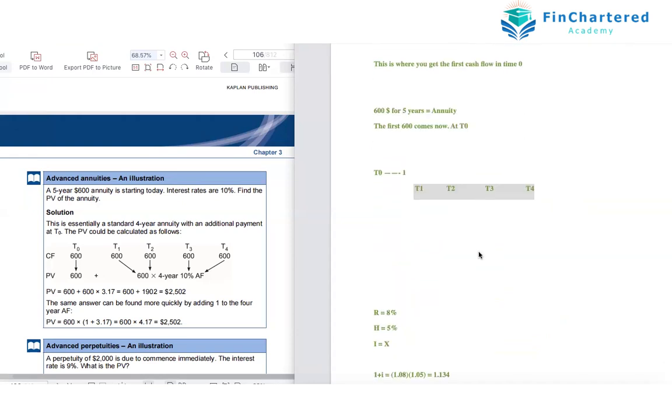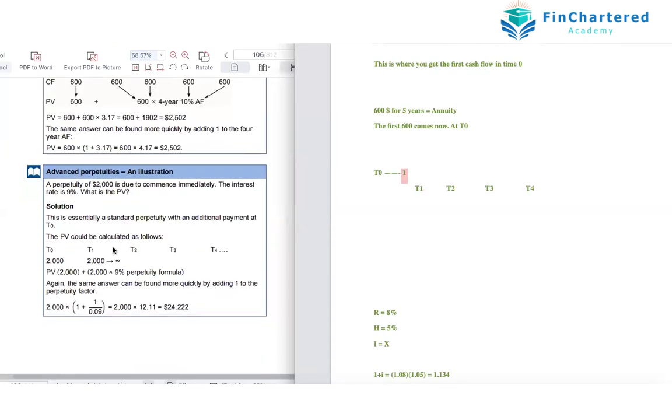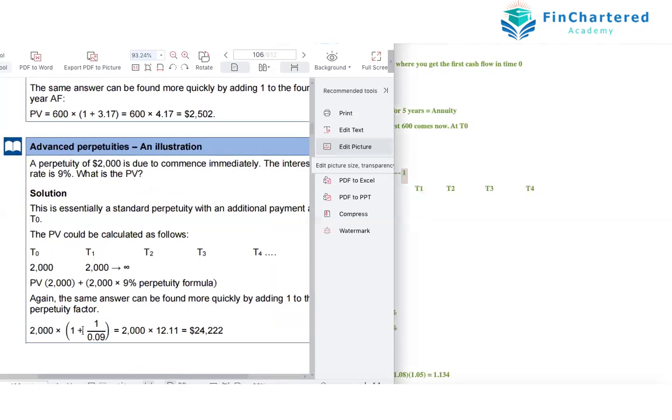Okay. Next, with respect to advanced annuity, advanced perpetuity works in the same way. You simply, to the perpetuity factor, have to add 1. Just have a look at this illustration. Normally, the amount to receive is 2000. The perpetuity factor is 1 divided by R. To that, you just have to add 1. That's all. Okay, so advanced annuity and advanced perpetuity is done.